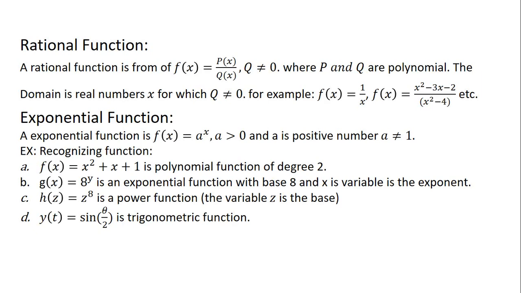Rational functions. We know the rational number p over q. Similarly we have rational functions, f of x equals p of x over q of x, where q does not equal 0. P and q are polynomials. The domain is real x where q does not equal 0. For example, f of x equals 1 over x, f of x equals x squared minus 3x minus 2 over x squared minus 4, etc.